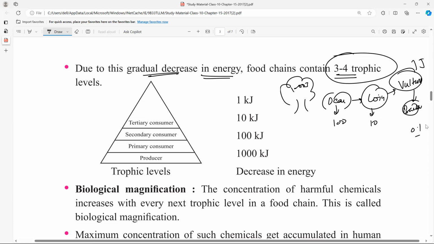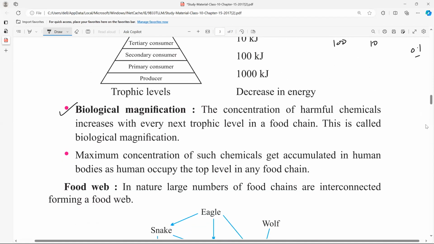Now what is biological magnification? This is important. Biological magnification is when we keep on adding harmful chemicals to the water, and due to these chemicals there is an increase in the concentration of harmful chemicals with increase in the trophic levels in a food chain. This is called biological magnification.